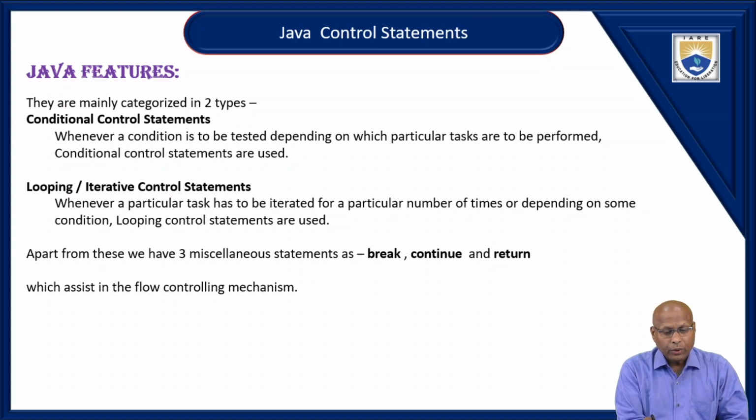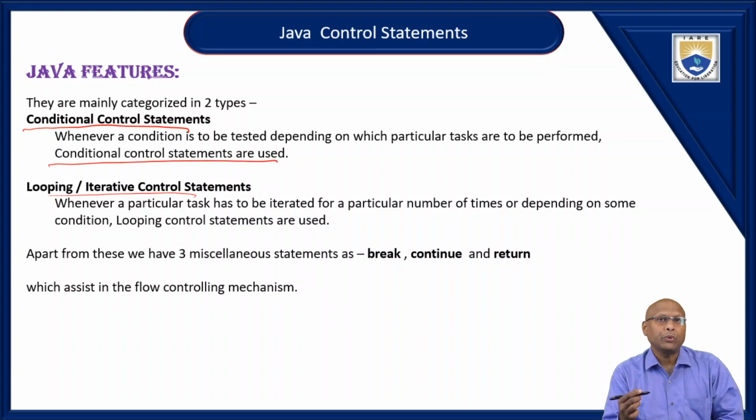There are mainly two types of statement. One is conditional control, second one is the looping control. Conditional control is to be written whenever a condition is to be tested, depending upon which particular tasks are to be performed. Conditional statements are used whenever you want to take a decision: if the condition is true, do this, else do something else.